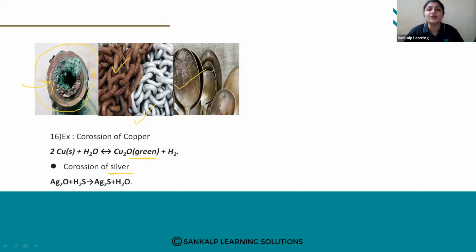So this is nothing but rusting or corrosion. The articles or the metals get corroded. So this is an example of corrosion of copper, and this is an example of corrosion of silver.